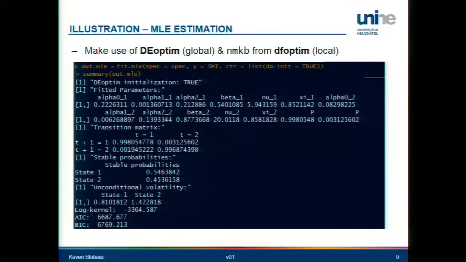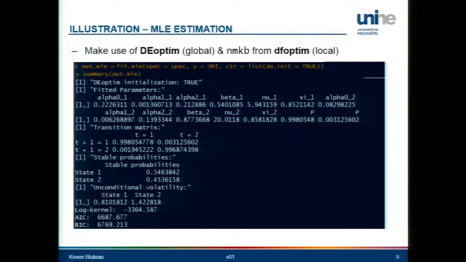So we can fit with maximum likelihood estimation. For now, we have a global optimizer and a local optimizer: DEoptim, for differential evolution, for the global optimization, and then nmkb from dfoptim as a local optimizer.